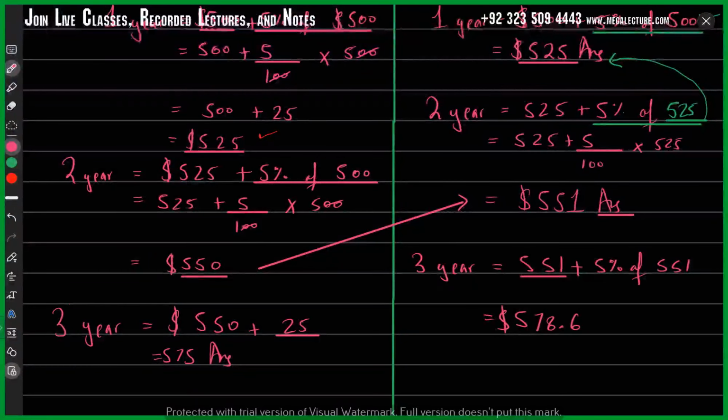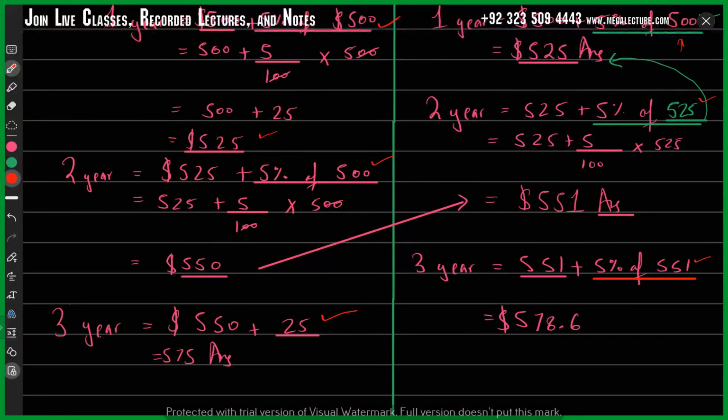Yes, Urva, is it okay? Are you able to understand the difference now? The difference is basically coming at this point. I'm doing 5% of the previous amount. We have 551, 525, and 500. However, here every time, this is 5% of 500, 5% of 500, 5% of 500. So in simple interest, every time the interest amount is going to be the same, but for compound interest, it's going to be different.